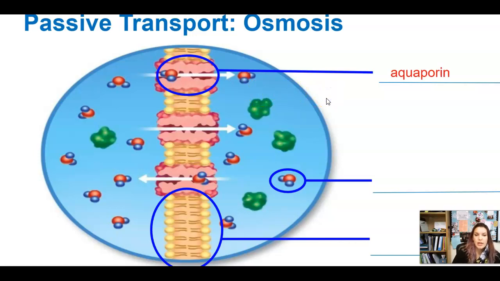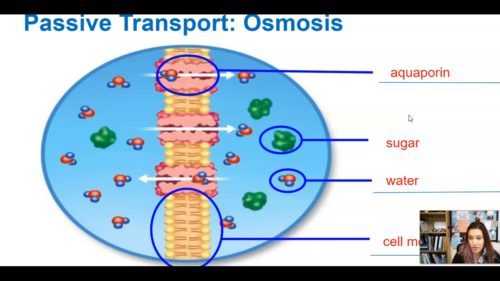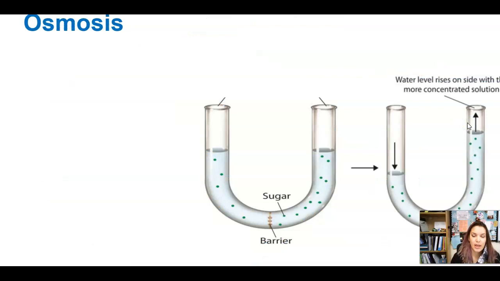What you're going to see is that this aquaporin is what allows particles to move from inside the cell to outside the cell. Things like water can move. And again, this is your cell membrane that it will be passing through. So aquaporins allow water movement. We have another particle here called sugar in green, and they can pass through the aquaporins as well.